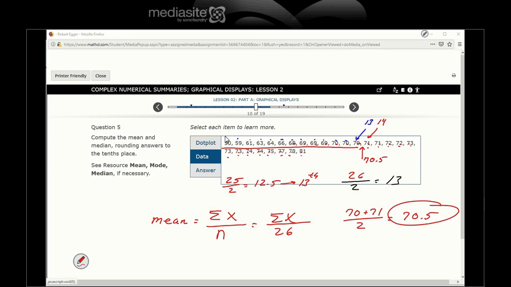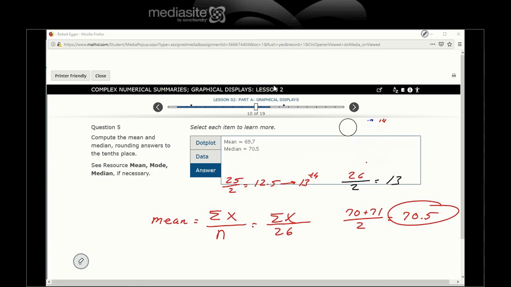Now, if you did all that, I'm not going to do everything. You should have found median 70.5, which we did, and mean. When you add all those numbers up and divide by 26, you get 69.7.